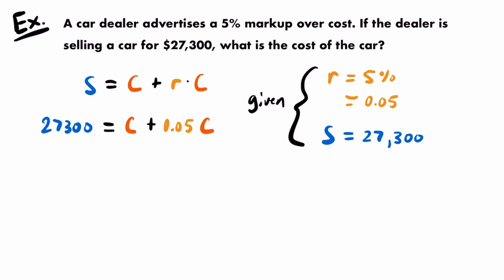Now what we want to do is solve for C in this equation, but before we can do that, we do need to do some simplification, because what we have here are two like terms, two terms with the same variable part of C. So what we can do is combine those two terms by adding their coefficients. This C has a coefficient of 1 because there's nothing there, so it has to be 1. And then this C has a coefficient of 0.05. So we'll have 1 plus 0.05, which will be 1.05. All right, so we get 27,300 is equal to 1.05 times C.